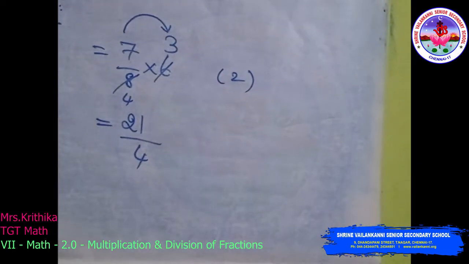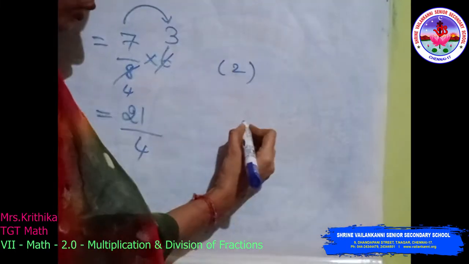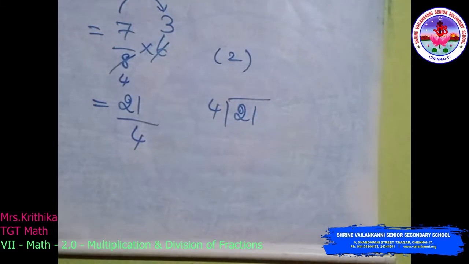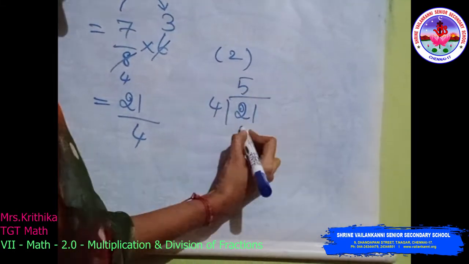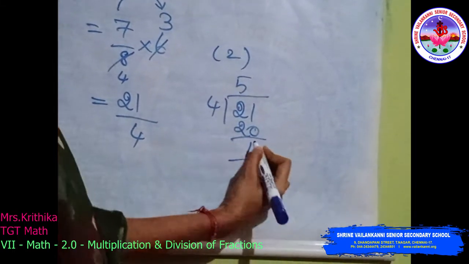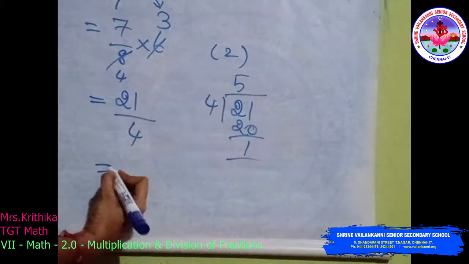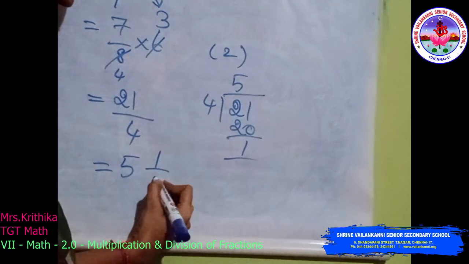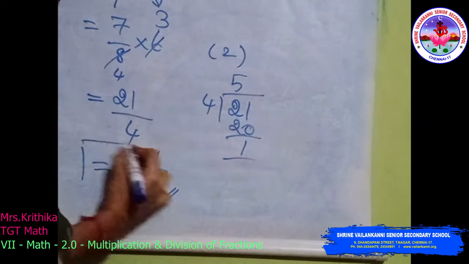Now you can reduce this value. So you can divide 21 by 4. In the 4 table, 5 times is 20. The remainder is 1. So you can write it as a mixed fraction: 5 1 by 4. This is the answer.